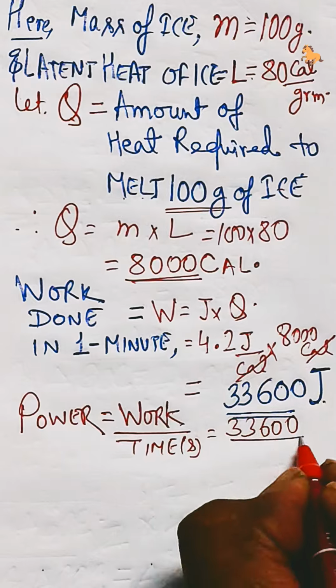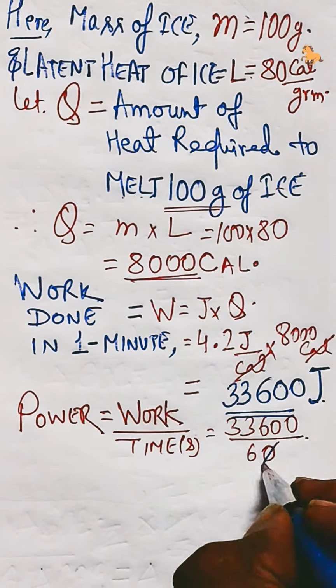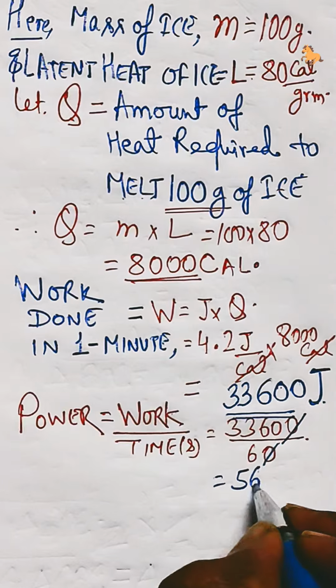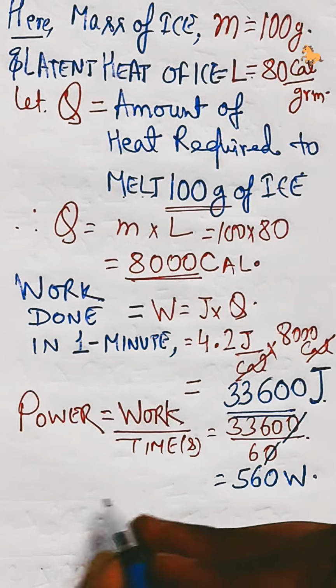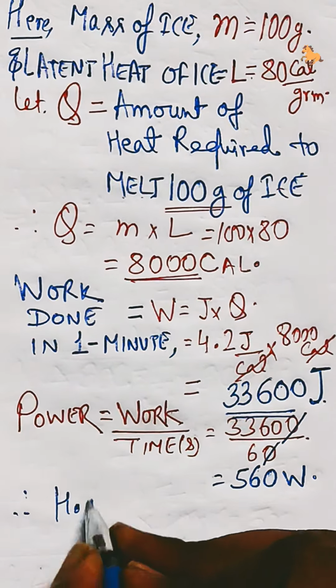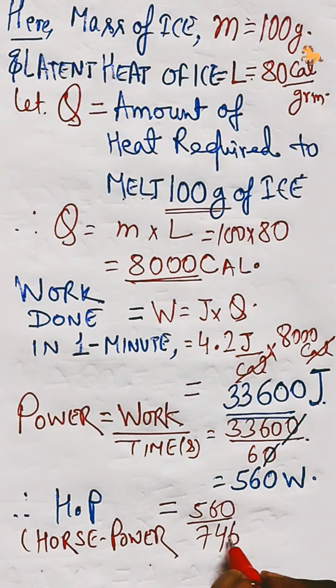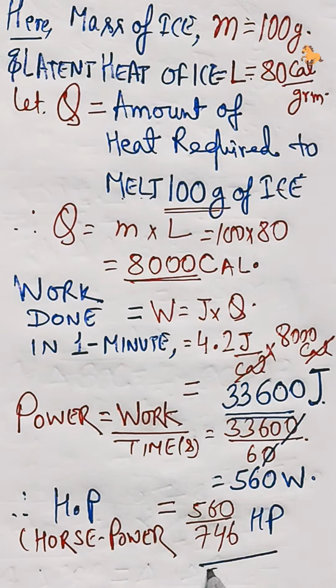And if you calculate per unit second, that is work done per unit of time, that is your power. So this will be divided by 60 because in 1 minute there are 60 seconds. So this will give you 560 watt, and in 1 HP there are 746 watt. So divide by 746 to get the answer in HP, horsepower.